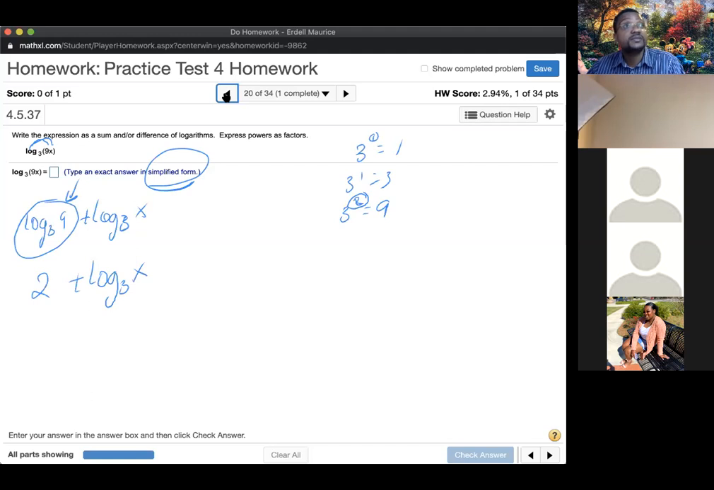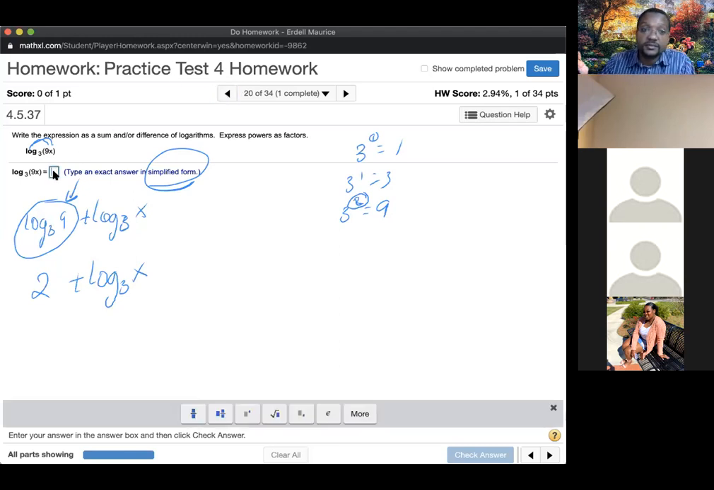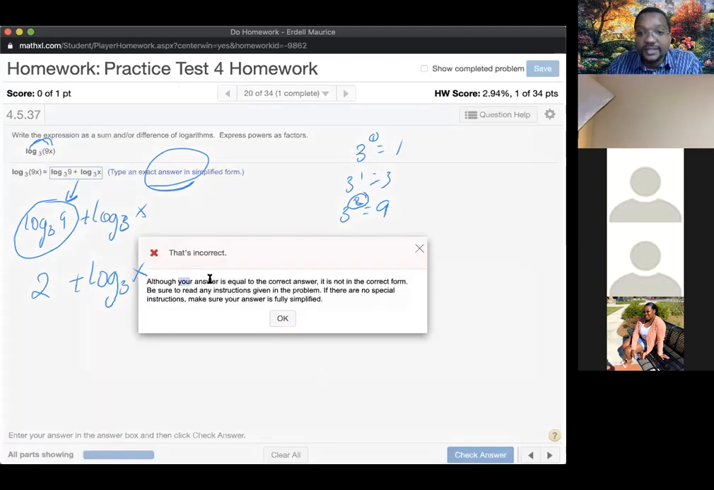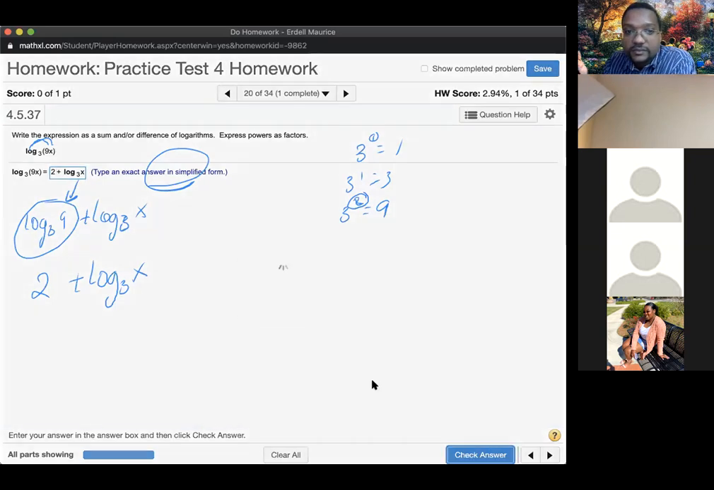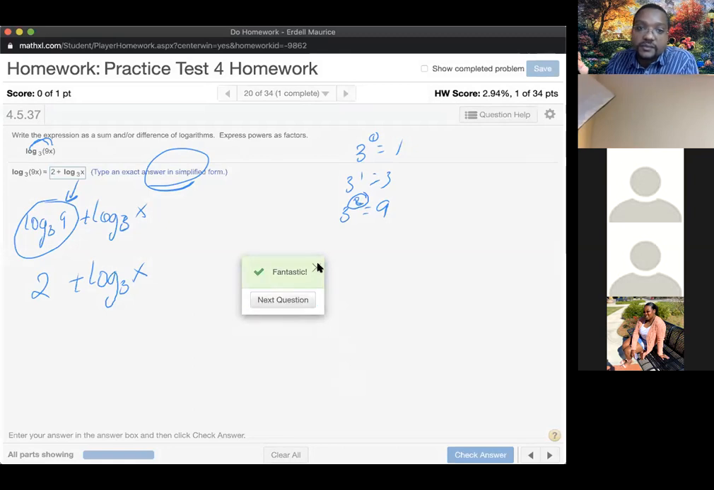Obviously, the line before is correct, but since they want it fully simplified, you need to go ahead and work them out as far as you can. So if we kept it as the first part, it would mark it as wrong. You can actually find out. Let's see what happens. Log base 3 of 9, because remember, the system is what's going to be grading you. Log base 3 of x, and check answer. It says, although your answer is equal to the correct answer, it is not in the correct form. Okay? So it's not that it's wrong. It's just that it needs to be fully simplified. So if I change this to 2, now it says fantastic. Questions there?